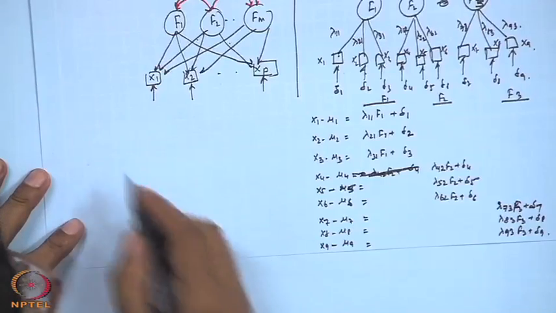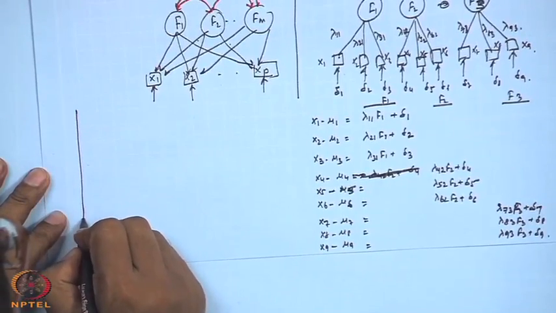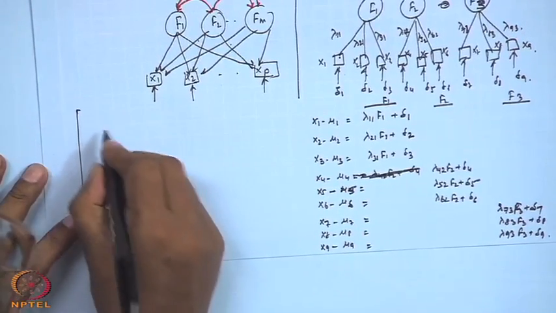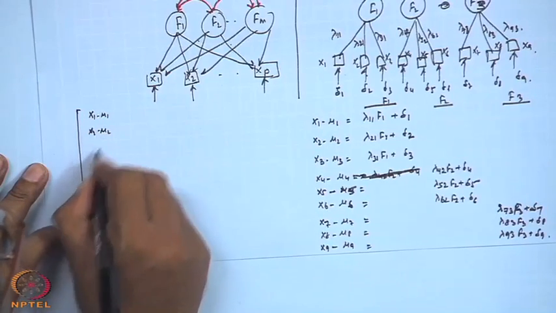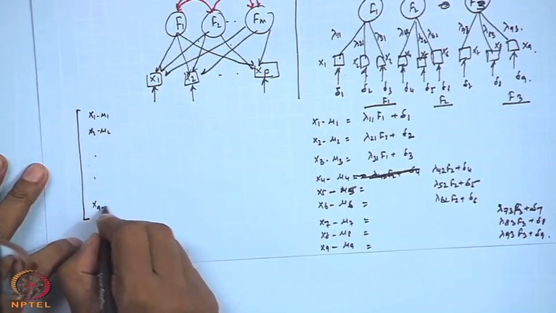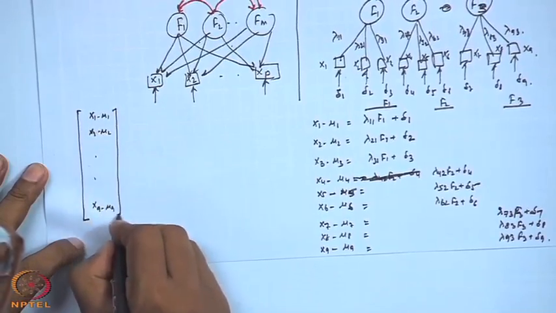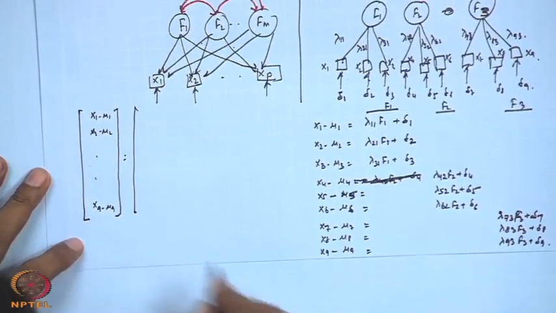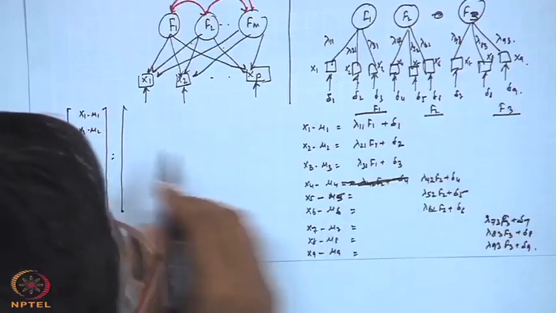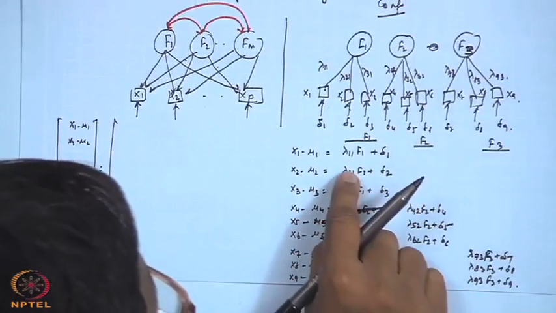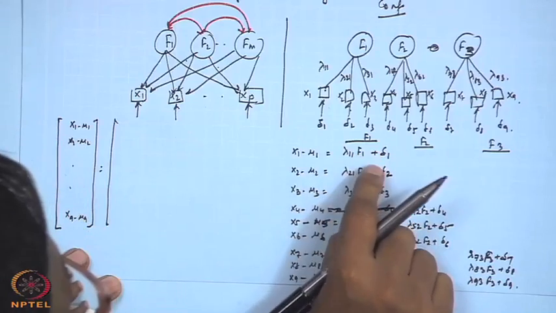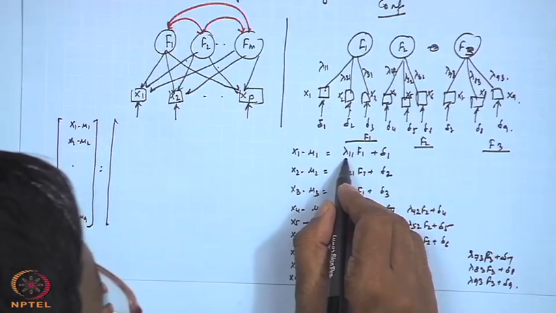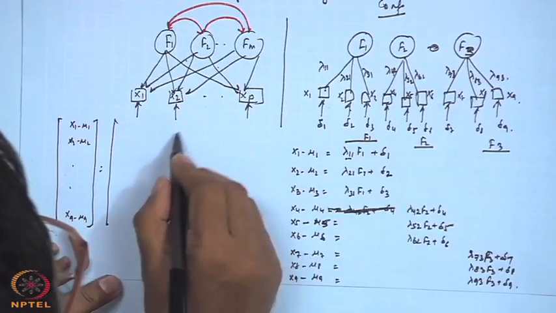So, if I see this in terms of matrix, what will you get? You will get x1 minus mu1, x2 minus mu2, up to x9 minus mu9 on this side. That structure is very interesting. For x1 minus mu1, for f1 you are getting lambda, so that means this is lambda times f1, f2, f3.